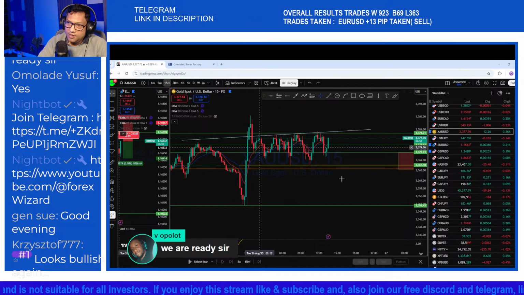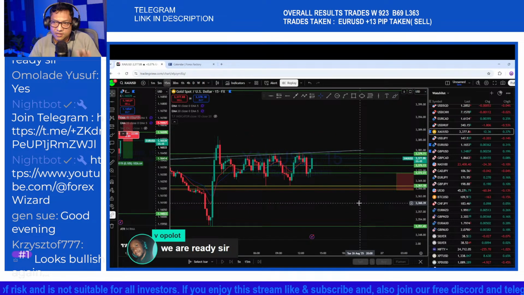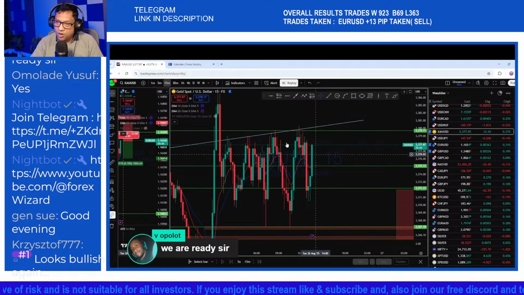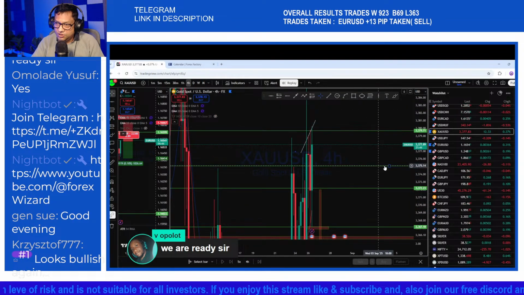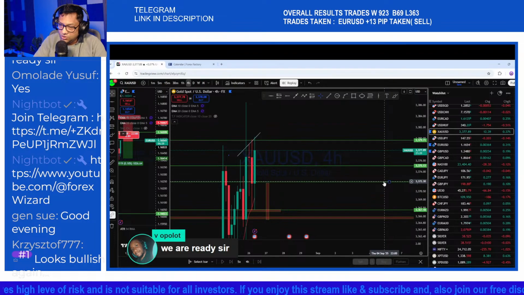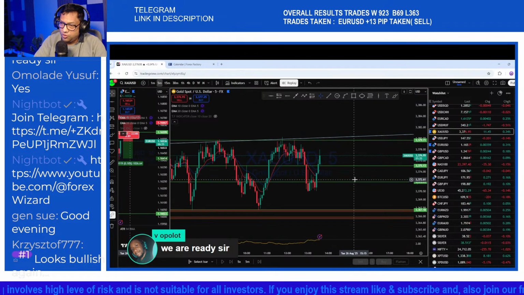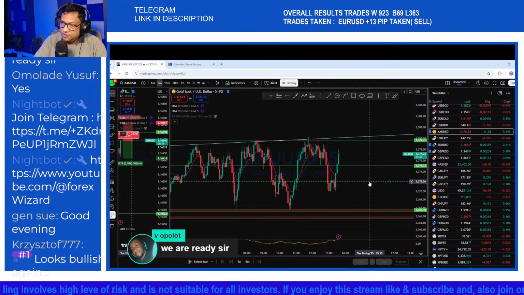At the moment, the only area that we will be looking at is the daily and 4-hour support level, which is reliable support. And once we see the price in those areas, we will be looking for that entry.